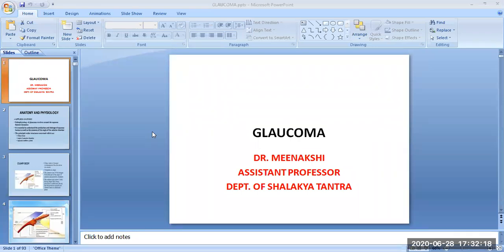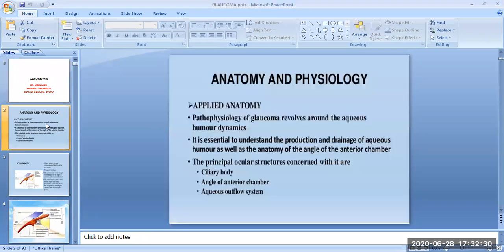Today in this session, we will discuss a disease known as glaucoma. What is glaucoma? That we'll discuss in a later session. But today it's important to know the anatomy and related physiology: the pathophysiology of glaucoma, and what applied anatomy is important. The pathophysiology of glaucoma revolves around the aqueous humor dynamics.